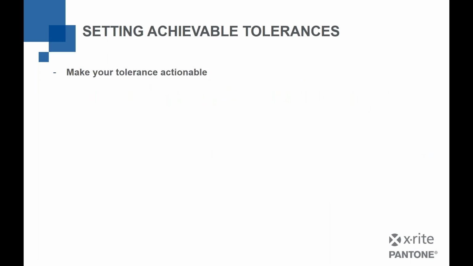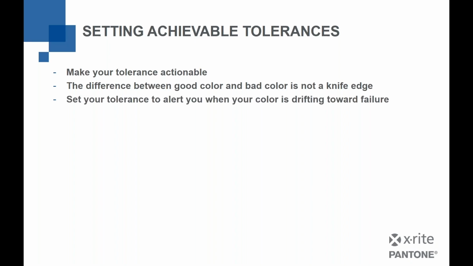Another thing we want to do is to make our tolerance actionable. We use this phrase quite a bit in our trainings: the difference between good color and bad color is not a knife edge. What we mean by that is, if my tolerance is going to be 1.00, that doesn't mean 0.99 is great color and 1.01 is awful color. Those two are essentially visually the same, right? So we want to take some action before we get too close to the edge of that tolerance. What you can do is set your tolerance to alert you when your color is starting to drift toward failure.